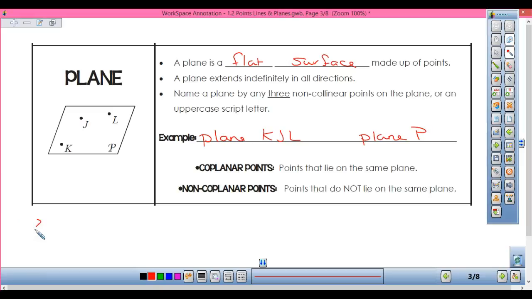Okay, and then the same thing, we've got coplanar and non-coplanar, which is the same thing as collinear and non-collinear. Coplanar are points that are on the same plane. Non-coplanar are points that aren't on the same plane. So if this floor was one plane and the ceiling was one plane, Rachel and Haley are coplanar because they're on the same plane, they're on the floor, right? And my projector is non-coplanar because it's up on the ceiling plane. Make sense?